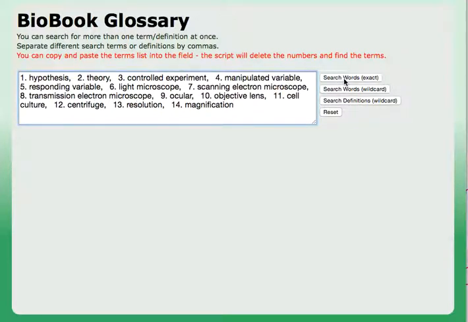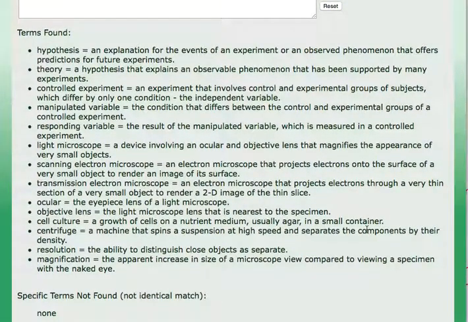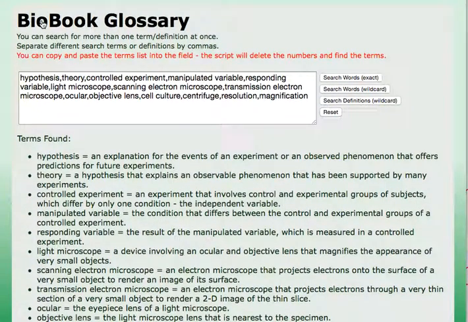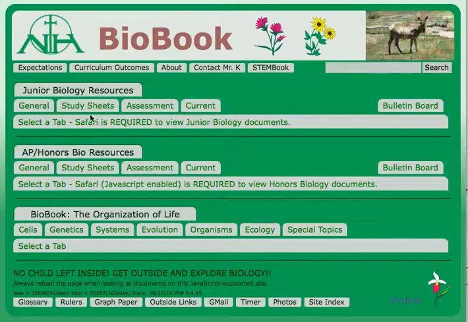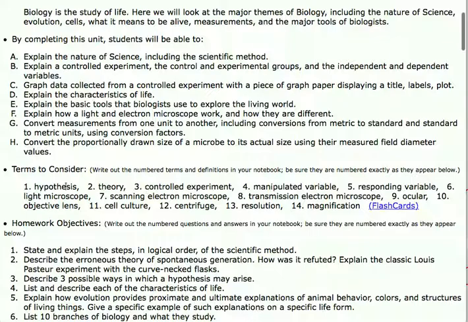And then I'm going to click Search Words Exact. And when I do that, it's going to list all the terms out. Now you'll notice they have no numbers in front of them. Make sure you number the terms first before you actually use this page. So if I go back to the current tab, you should write all these terms in your notebook, number them from 1 to 14.